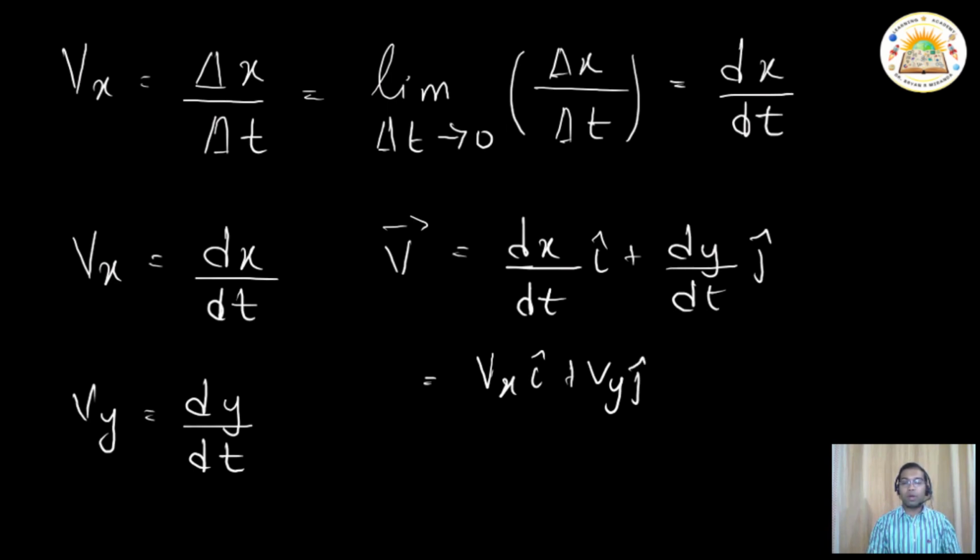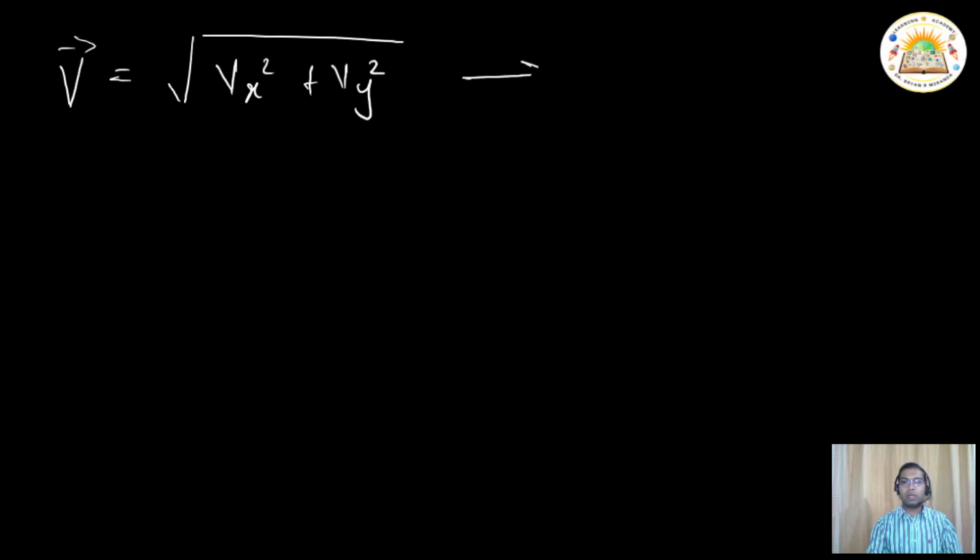Now since we have already gone through how to find the magnitude of v, let us do that. So the magnitude of v vector would be nothing but root of vx square plus vy square. This is in 2 dimensions, for the expression v vector is equal to vx i cap plus vy j cap.